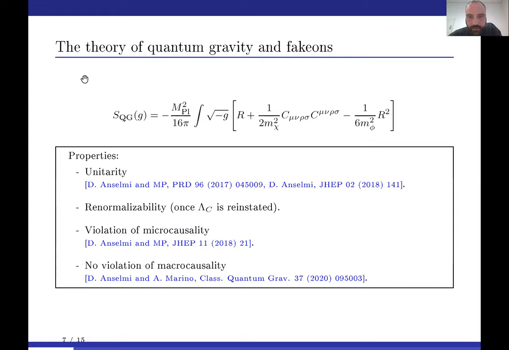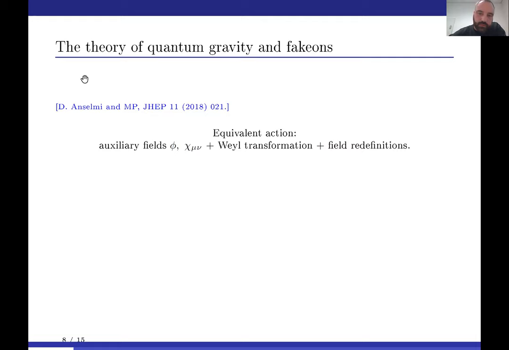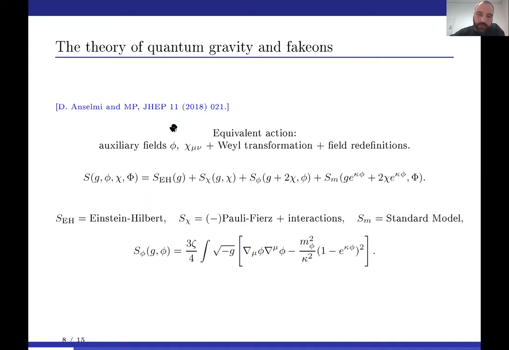First, it is possible to write an equivalent action introducing auxiliary fields and performing some transformations. Then you end up with this action, which contains the Einstein-Hilbert term, an action for the Fakeon field, which is Pauli-Fierz with the wrong sign, plus some complicated interactions, and an action for the scalar field, which is a scalar field with the Starobinsky potential, the usual one. Then you can also couple matter, the standard model, and this will couple with all the fields in this way.